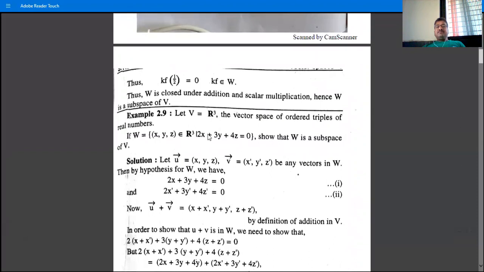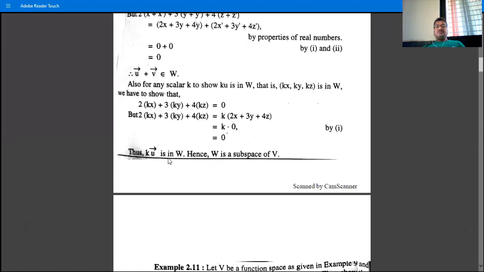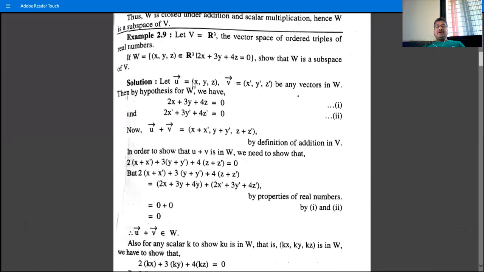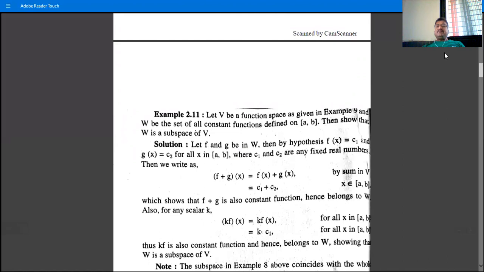We also saw in the last lecture that V is R3 and W is the set of (x, y, z) belonging to R3 such that 2x plus 3y plus 4z is equal to 0. Then W is a subspace of V. But if 2x plus 3y plus 4z is equal to some non-zero element, suppose 1 or 2 or minus 1, 3, then it is not a subspace. We know that. So this is a subspace because it is closed for addition and closed for scalar multiplication. The two conditions are satisfied by this W, and therefore this set is a subspace of R3. The remaining examples of subspaces we will see in the next lecture.